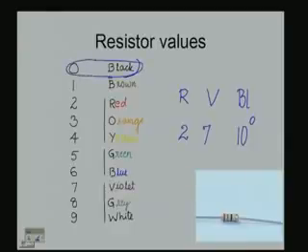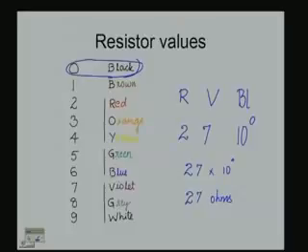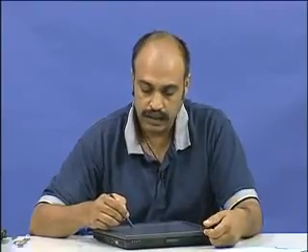So, the value of the resistor is 27 into 10 to the power of 0, which is 1, which is 27 ohms, and the symbol for ohm is the Greek letter omega. Okay. So, this is how you read the value of the resistor from the color code as indicated.